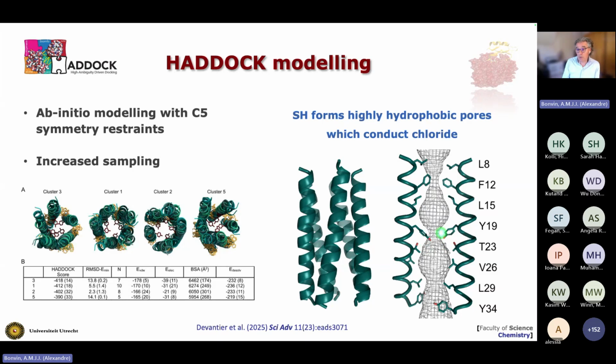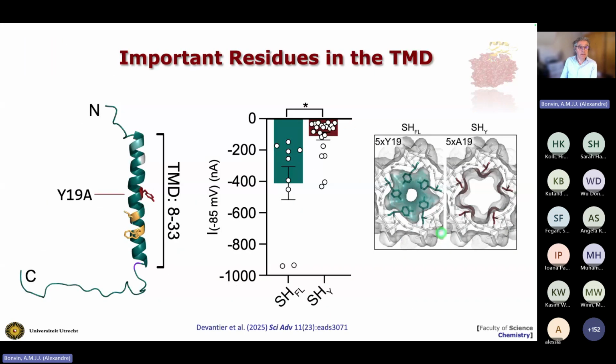We now have a model. We can generate hypotheses from there. So seeing this tyrosine in the center, we decided to mutate it, because if it's functional, it must do something. So now you see a patch clamp experiment where you measure the conductance of the channel. So this will be the wild type sequence. So you see a nice current here. And this is when you mutate this tyrosine to an alanine in the middle of the channel: you lose the conductivity basically.